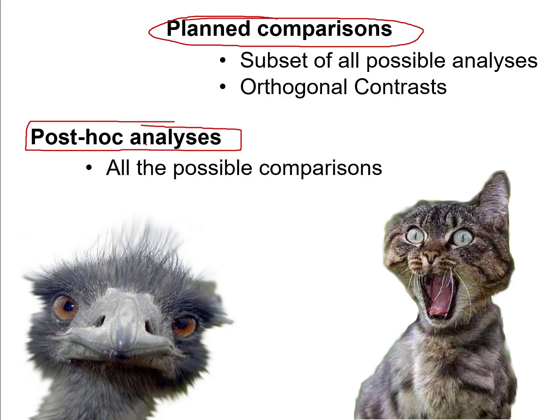But now what if I want to address a research question that does not fit within the rules of doing an orthogonal contrast? What if I simply want to make all the possible comparisons between all the groups in my study? In this case, I will use something called a post-hoc analysis. A post-hoc analysis simply means that I'm not going to limit myself to the rules of doing a planned comparison, and instead I'm going to be free to make all the possible comparisons that I want to make.